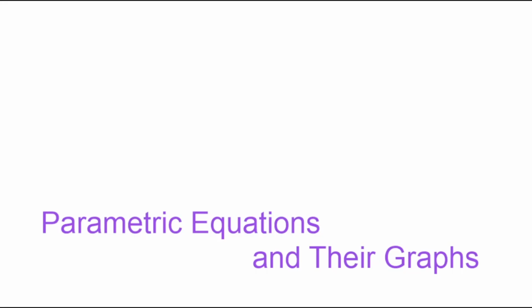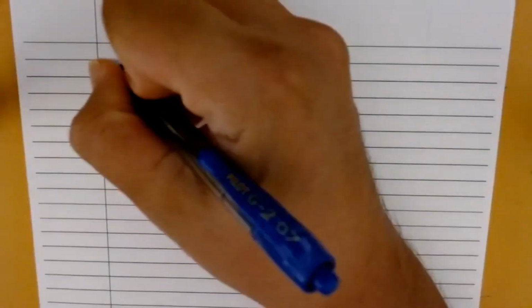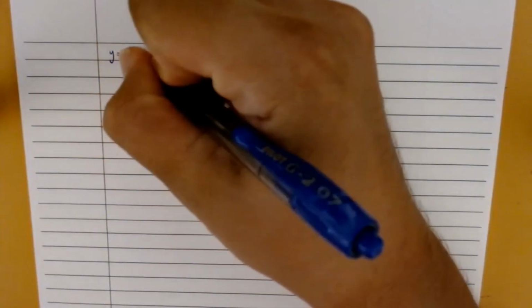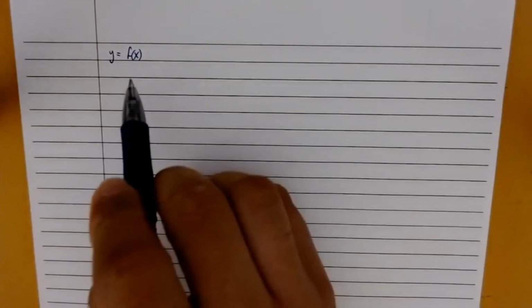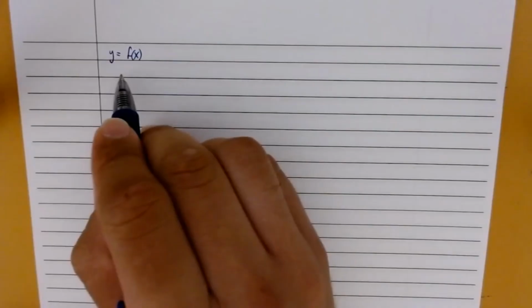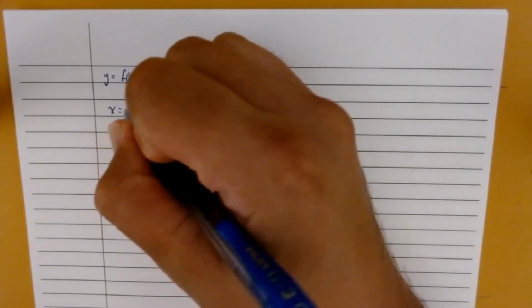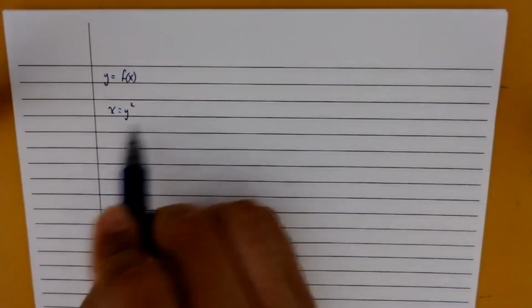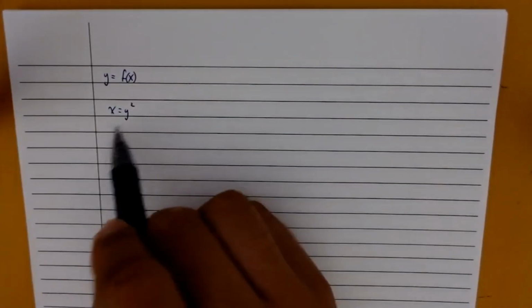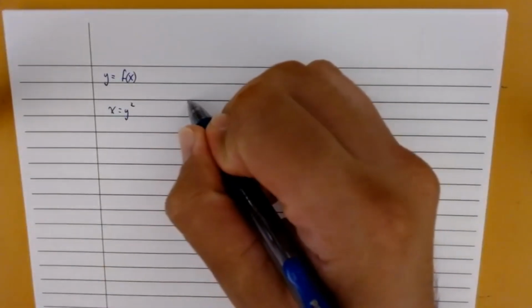Now let's turn our attention to parametric equations and their graphs. Generally, you have y as a function of x. But of course, we have seen that not every equation has y as a function of x. For example, you can have something like x is equal to y squared. And here, this is no longer a function of x. And you can see that even from the graph.